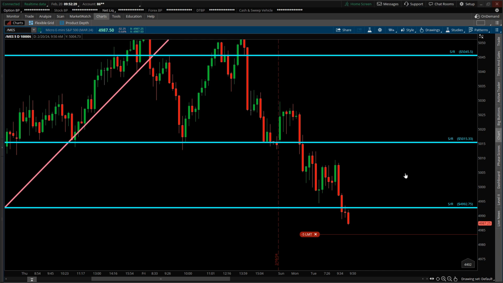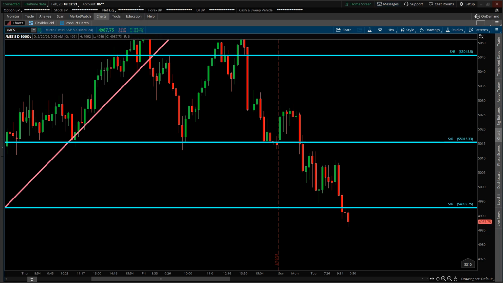So a quick update, price has fallen below the 49.92 support level, and price is approaching my limit order to close out those option trades. So I'll just sit tight for a little bit, and hopefully we could capture. There, I am out of the trade.